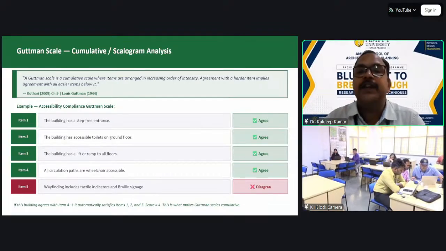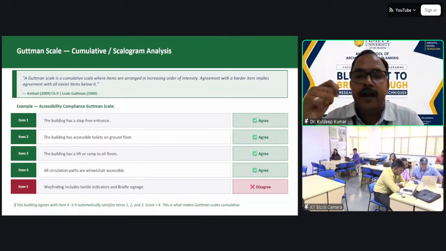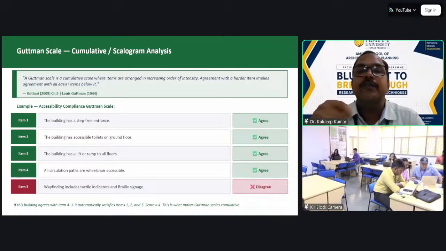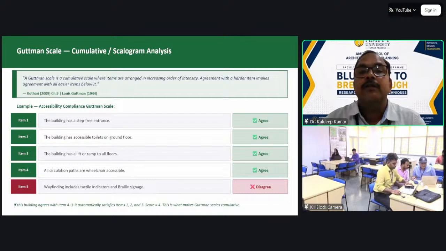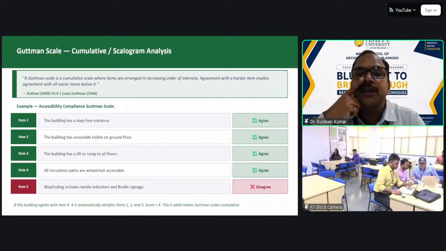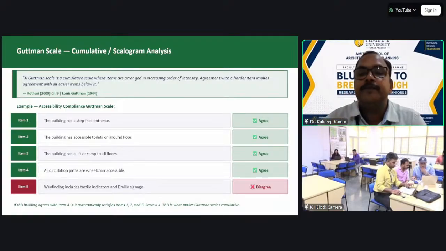So the Guttman scale is basically a cumulative scale where items are arranged in increasing order of their intensity. And so we can see that agreement with a higher-intensity item, or a harder item, implies that agreement with all easier items below it is already done. We can see this through an example.